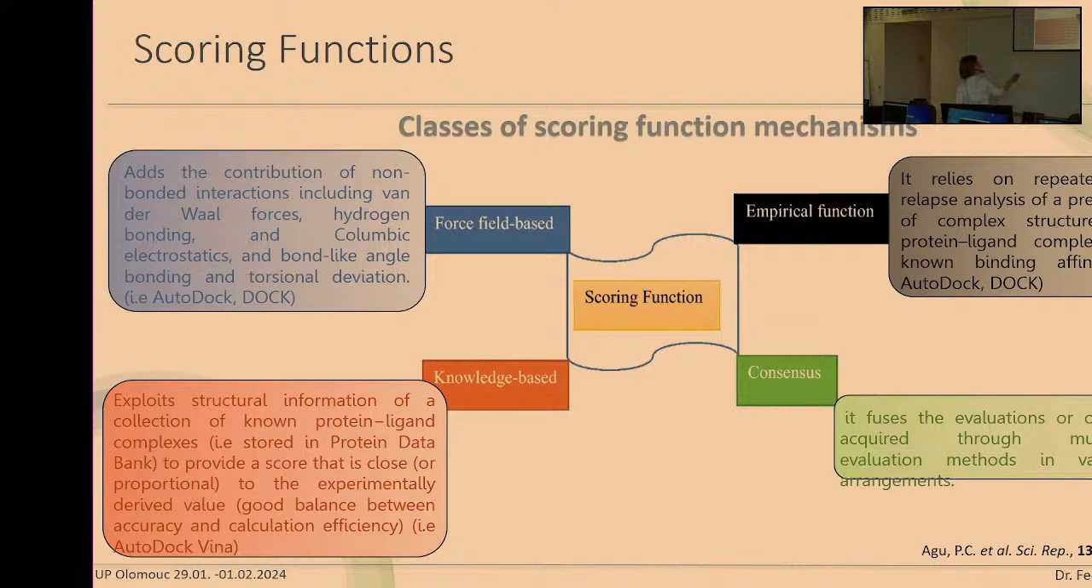And then we have the knowledge based, also called statistical based, and Vina is based on the knowledge based scoring function, which exploits the structure information of a collection of known protein-ligand interactions. We then compare the experimentally collected data with the predicted one, so we can rank the energy of the conformation considering the experimental statistics of molecules within the binding sites.